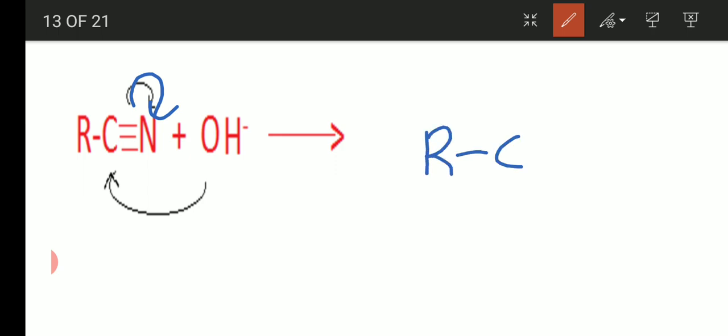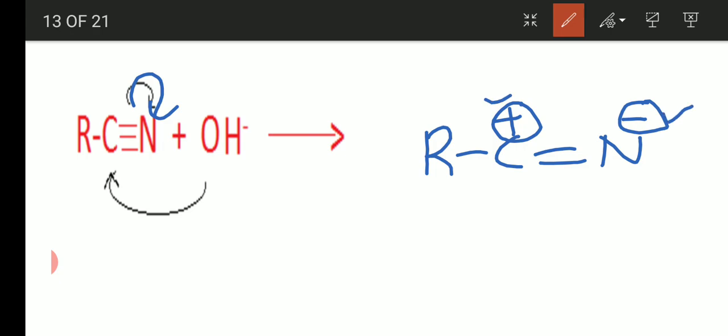If it happens like this, what will happen? R, C, double bond, N. This pi bond is shifted to nitrogen now. That's why it becomes minus. And who is losing the bond? Carbon. That's why it will get positive. By losing electrons, by losing the bond, it will get positive. By gaining the pi electrons, nitrogen will get negative. So R, C plus, double bond N minus.